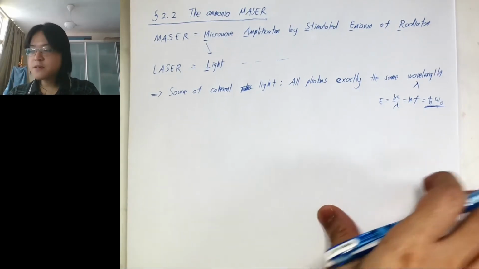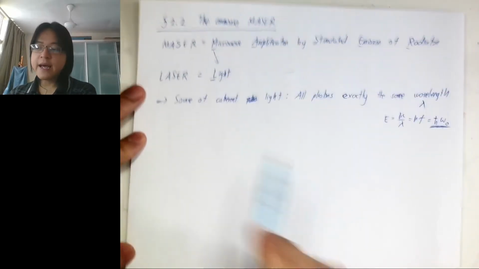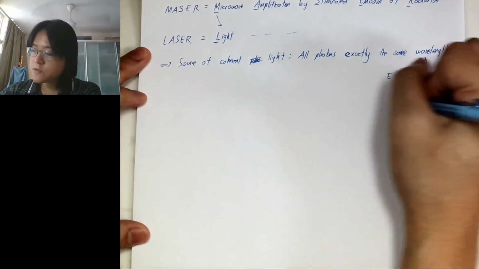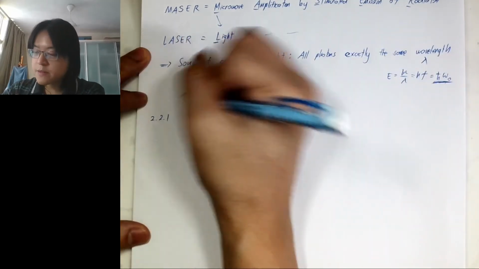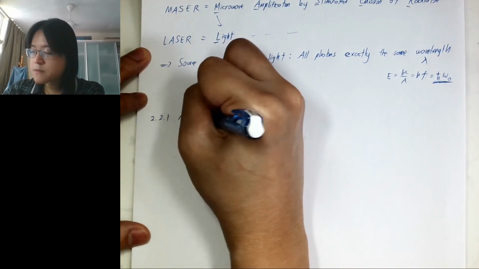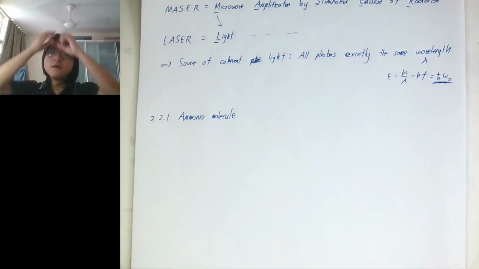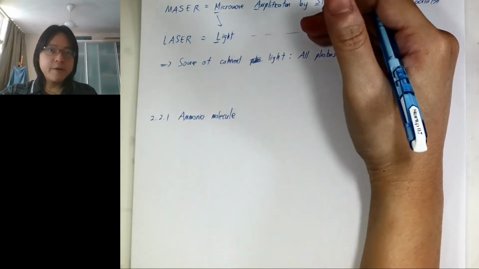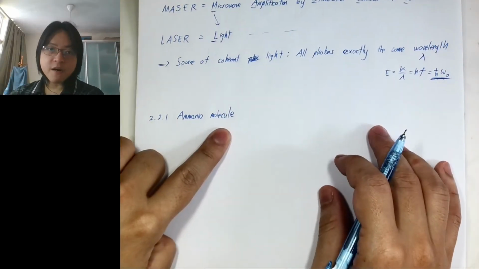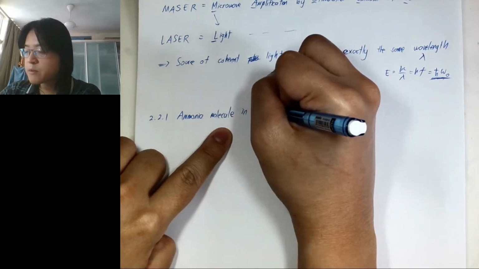Let's talk a bit more. Like I said, I want to make a MASER using ammonia molecules. So this is 2.2.1, the ammonia molecule. Before we start building this device, let us understand the physics of the ammonia molecule first. So let's study an ammonia molecule in vacuum.